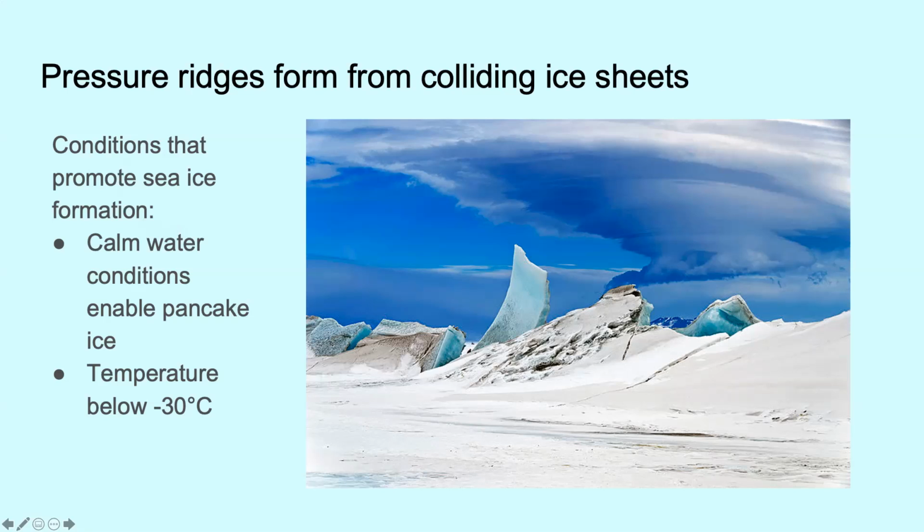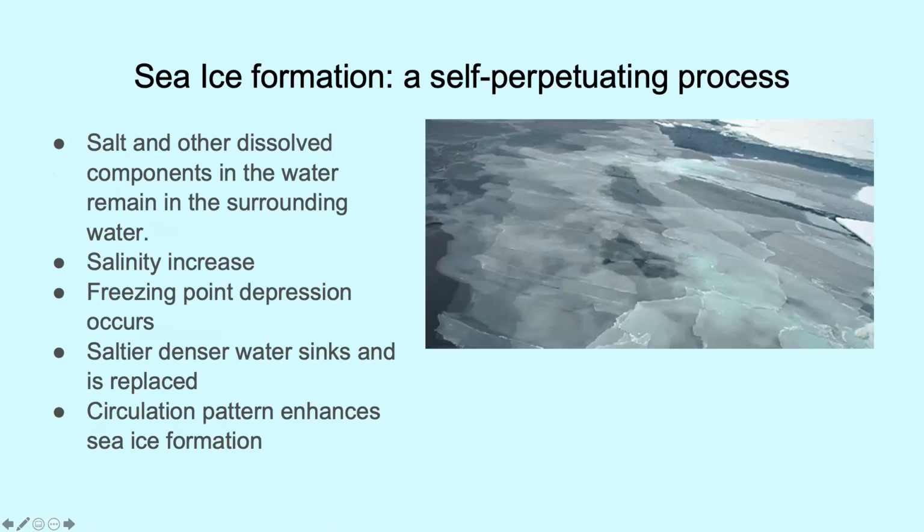Conditions that promote sea ice formation are the calm water conditions that enable the pancake ice formation, and temperatures below minus 30 degrees Celsius. The sea ice formation is a self-perpetuating process. It feeds itself. And that's because the salt and other dissolved components in the seawater will remain in the water as the water freezes. So as the sea ice forms, the salt of the seawater and other dissolved components will remain in the surrounding water. This will cause the salinity of the surrounding water to increase, and will add solutes, other dissolved compounds, to the water surrounding the sea ice.